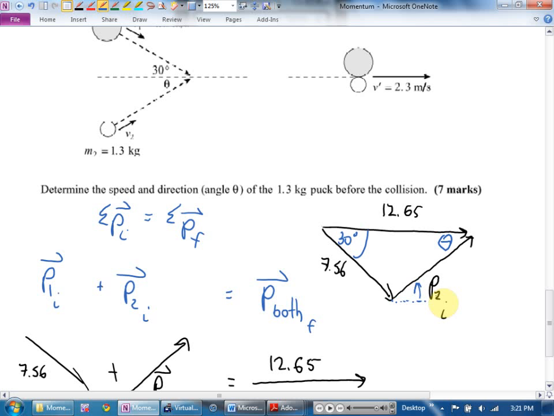Well, it's saying find that angle, but what direction is this thing traveling? Is it traveling south of west, or which way is it traveling? It's traveling north of east. So you always go back to where your vector is starting from. That's where your direction comes from. Okay? That was quick.